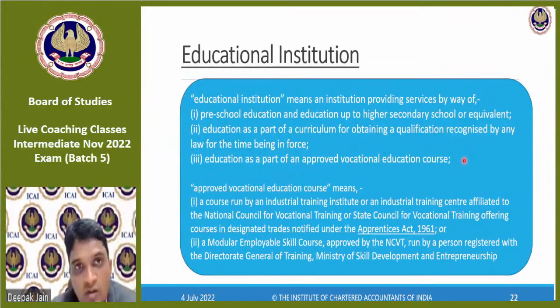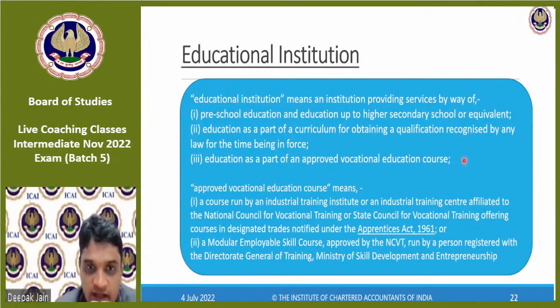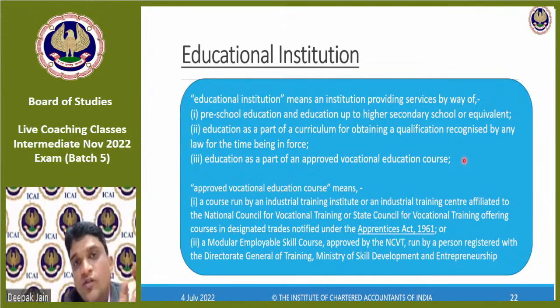meaning preschool is covered, and when we go to school up to 10th, education up to higher secondary school, till then it is an educational institution. Then education as a part of a curriculum for obtaining a qualification recognized by law. CA is a qualification which we got recognized by law. Yeah, degree is also a thing, right? Any education, it could be graduation, post graduation, for which you get a qualification which is recognized by law. That is also an educational institution.